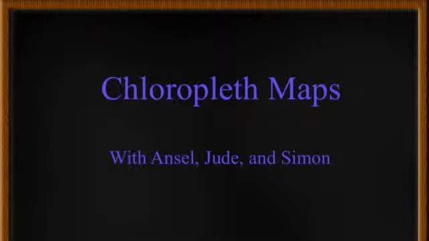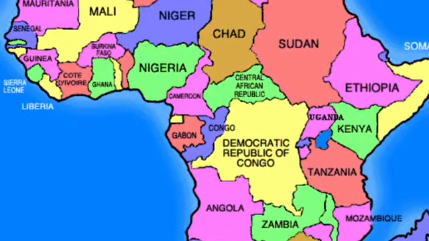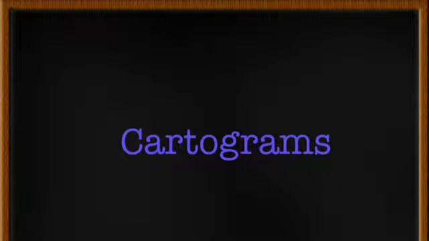Thanks. A choropleth map is a map that shows people the population distribution throughout a region, country, or continent. The data gathered from these maps show the population density of a country. Now on to cartograms. Thanks, Jude.